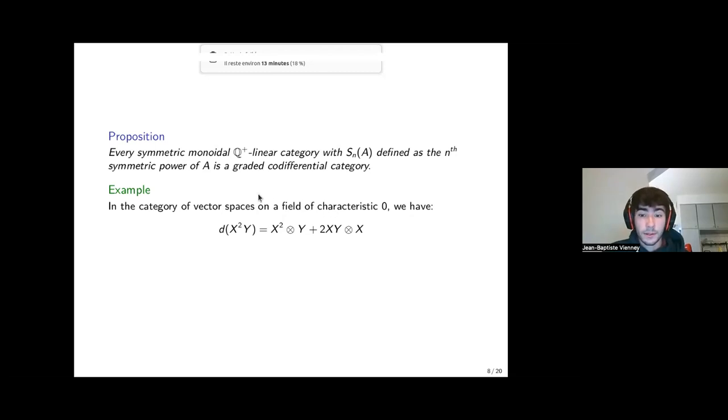How do we define this deriving transformation? For instance, if we look at the category of vector spaces over a field of characteristic 0, we have this map, D3.